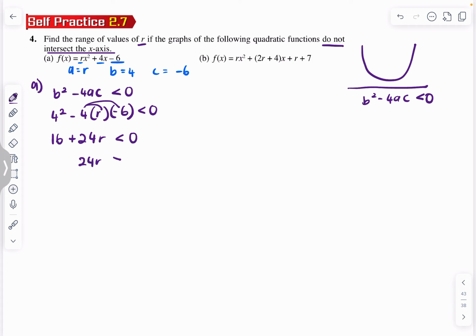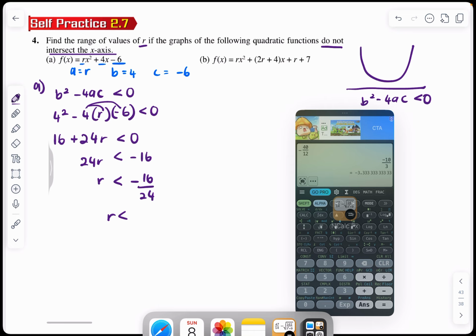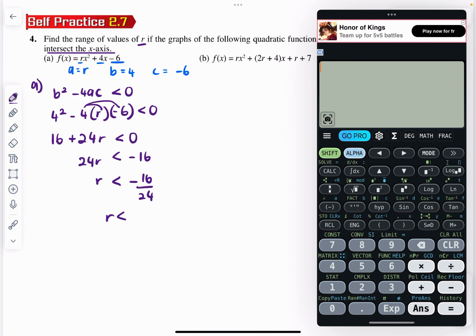So 16, we bring it over that side, becomes negative 16. So making r the subject, we get negative 16 over 24. We can simplify this using the calculator. Negative 2 over 3. This will be our range of r.